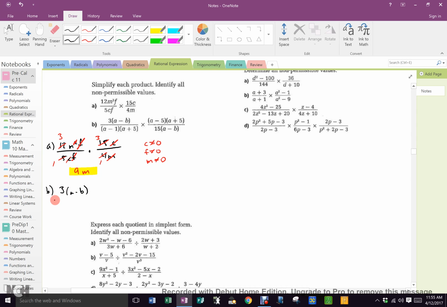3 times a minus b over a minus 1, a plus 5 times a minus 5, a plus 5, over 15, a minus b. Our restricted values: a cannot equal 1, negative 5, and a also can't equal b, because if a equals b, then a minus b would be 0. Then I get my canceling sword out. Gone, gone, gone. 3 is gone, 15 becomes a 5, and I'm left with a minus 5 over a minus 1 times 5. And there's that final answer.